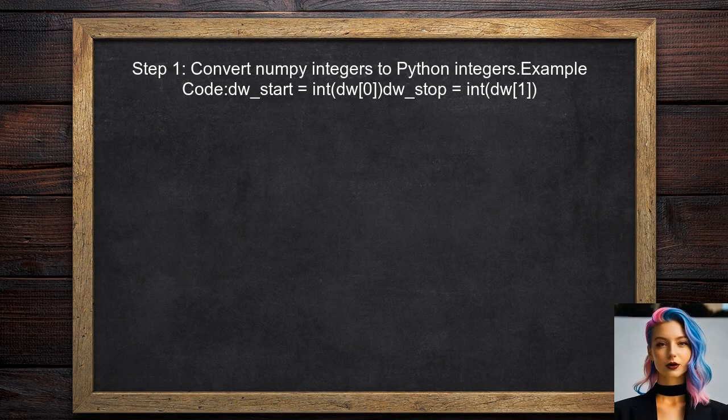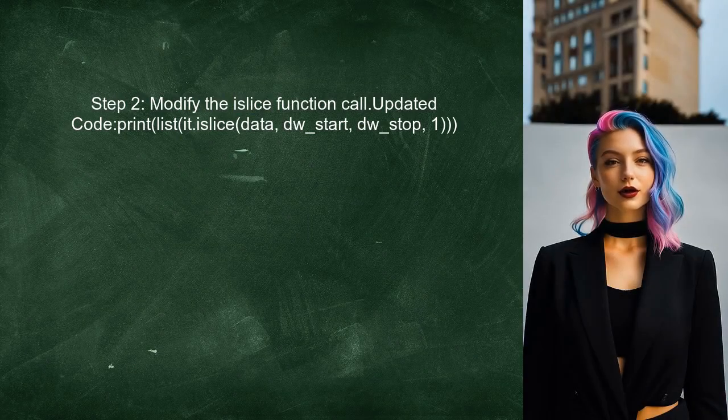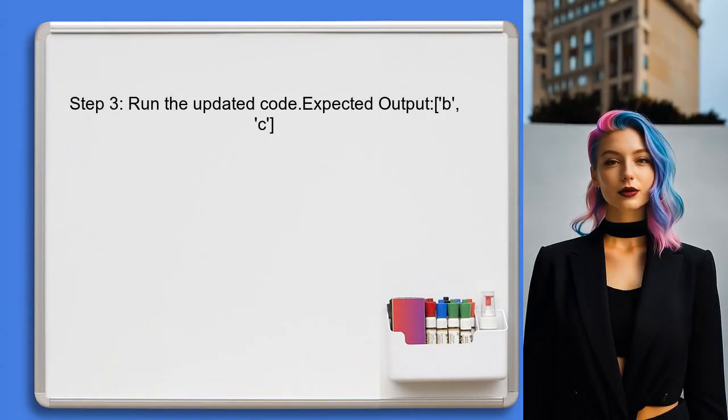To address the issue with itertools not recognizing NumPy integers, the user should first convert the NumPy integers to standard Python integers. This can be done using the int function. Next, the user should modify the islice function call to use these converted integers. This will ensure that the inputs are compatible with the itertools functions. After making these changes, the user can run the code again. This should resolve the value error and allow the code to execute as expected.